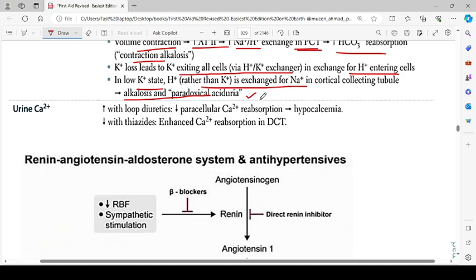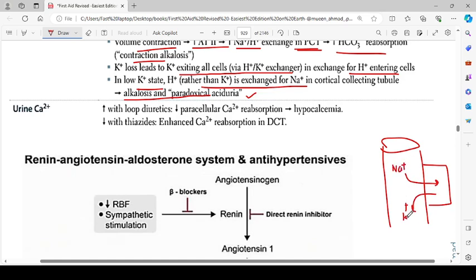So in low potassium states, hydrogen rather than potassium is exchanged for sodium in cortical collecting tubule, and there will be alkalosis and paradoxical aciduria. We'll talk about that in detail, but they're trying to say that suppose there's a collecting duct, and in low potassium states, normally when sodium is absorbed, potassium is dumped into the urine, right? But if we don't have enough potassium, instead of potassium, the hydrogen is being dumped, and in blood we have alkalosis, while in the urine we have aciduria. So that is a paradoxical aciduria.